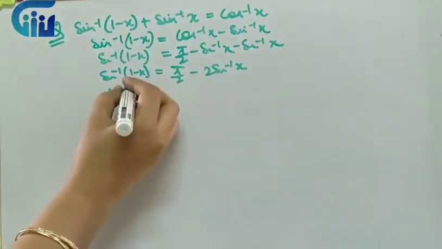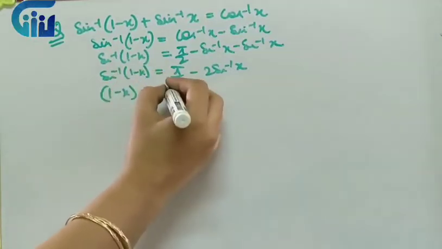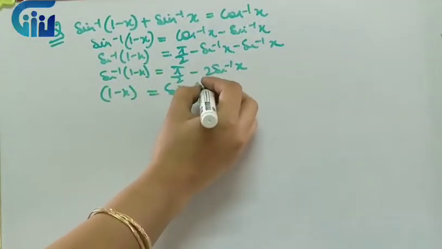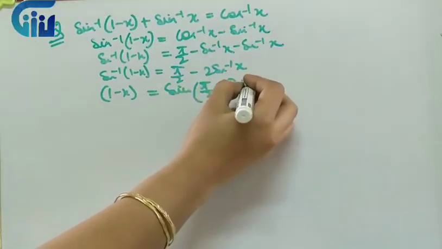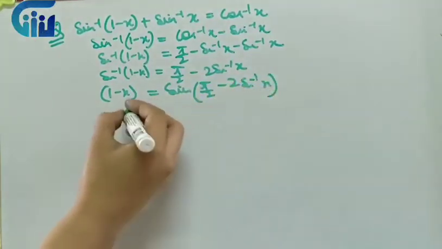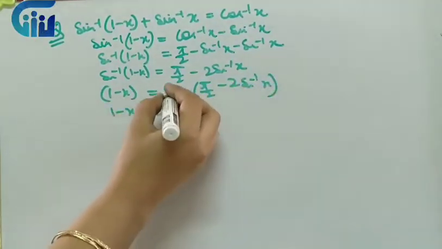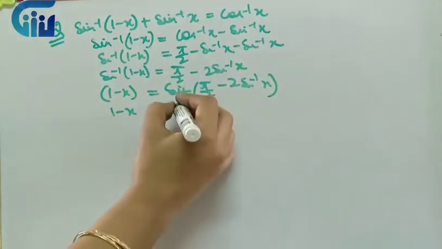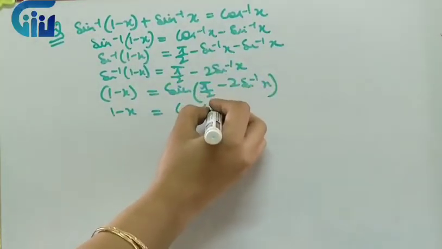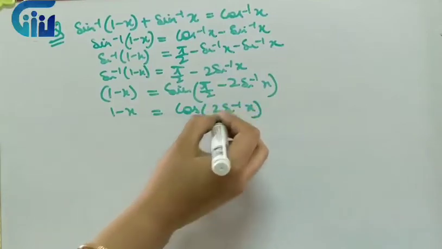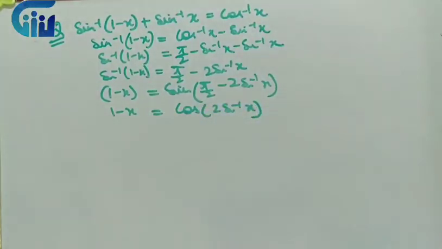Then if I take sine of both the sides, this will be 1 minus x is equal to sine of pi by 2 minus 2 sin inverse x. Sine 90 minus theta will be cos theta. We are in the first quadrant. Sine 90 minus theta will give me cos theta. So it will be cos 2 sin inverse x.